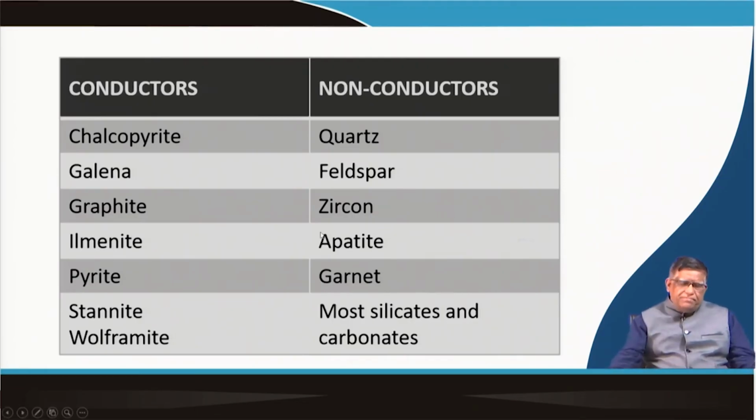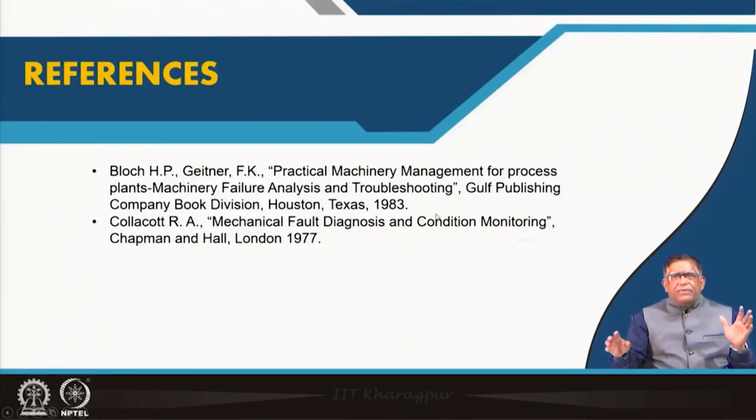There are a number of minerals which are conductors, like chalcopyrite for copper, galena for lead, zinc, graphite, ilmenite, pyrite, stannite, wolframite, that is tungsten; these are exactly conductors. Quartz, feldspar, zircon, apatite, garnet, most silicates and carbonates are non-conductors.